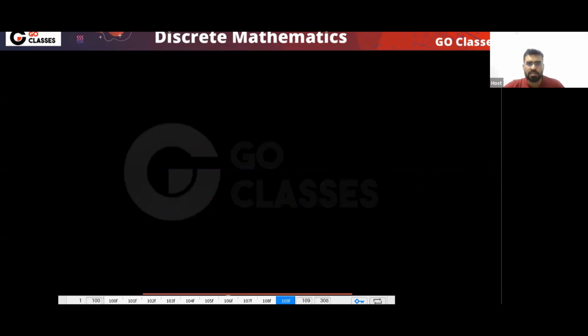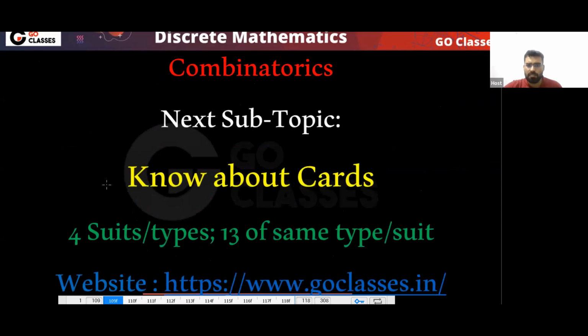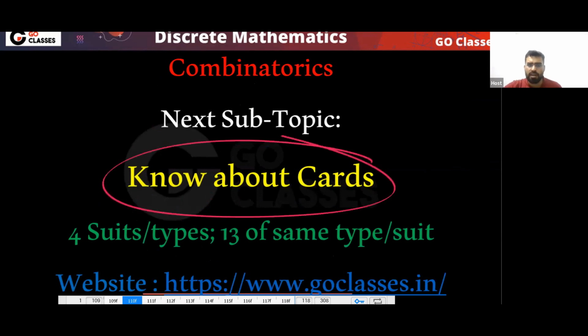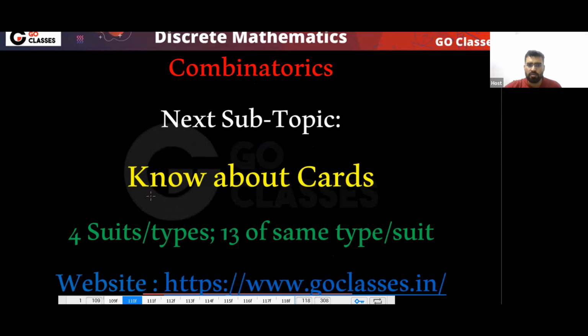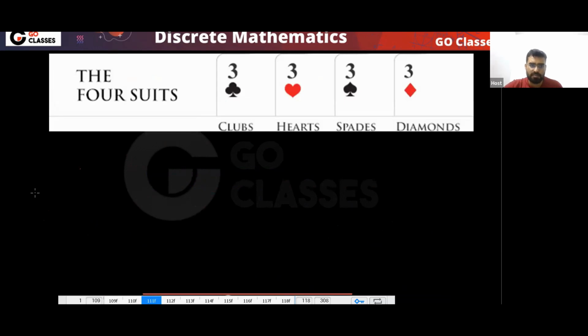Let's see the next question that is related to cards. If you want to play a game of cards, you don't have to learn how to play, but it is important that you should know what the things are in a cards game. First of all, there are 52 cards in a standard deck of cards. How many cards do we have in a standard deck of cards?